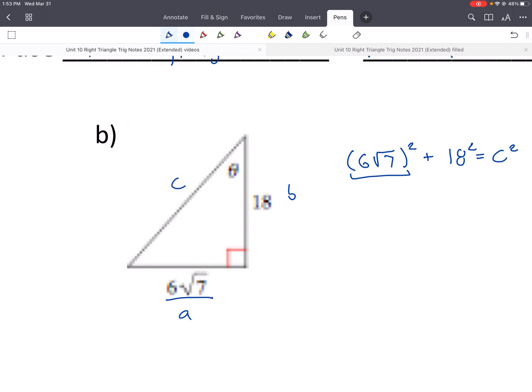If we square this, it's basically 6 squared, that's 36, times the square of the square root of 7, which gives you 7. Then we can multiply that together. Best to just use your calculator, and you'll end up getting 252. And 18 squared is 324, equal to c squared. Combine like terms, 576 is equal to c squared. Again, the inverse of squaring is the square root, and we would get c is equal to 24.